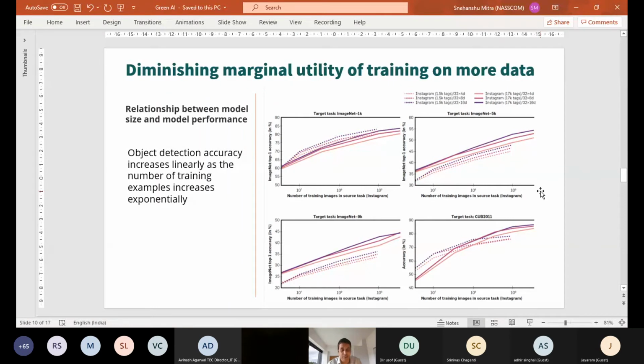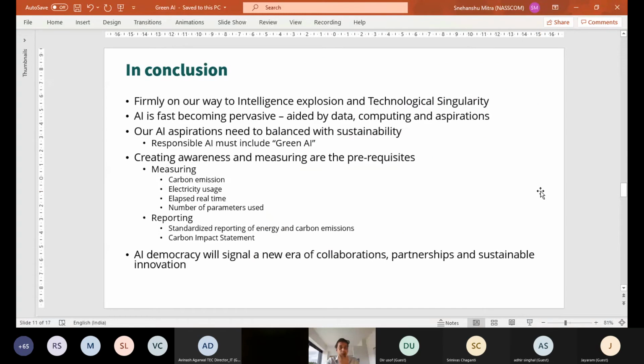And if the answer is yes, by all means, go ahead. But if the answer is no, maybe that is a good point where I would want to stop my quest to bring about further improvements to the model results. So in conclusion, 4 or 5 things that I want to talk about. I spoke about the intelligence explosion, and we are probably on our way to achieving that concept of singularity. By what time, we'll have to wait and see.